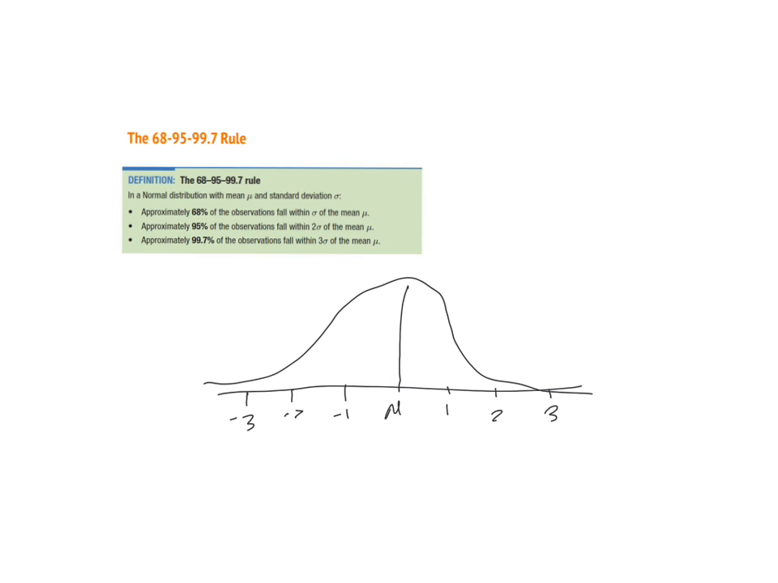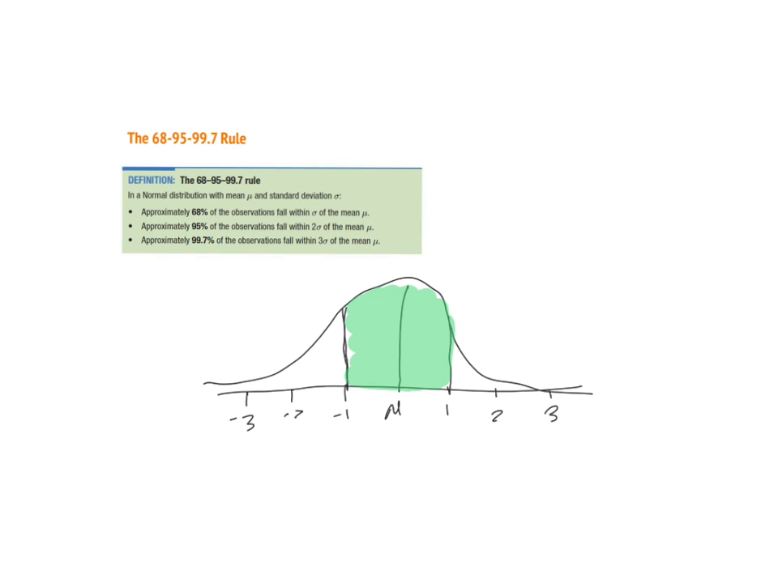So what we're looking at is within one standard deviation right here, just one. And if this is a perfectly symmetric graph, what I'm going to know is that 68% of the data is going to fall within the first standard deviation. That's that 68, 95, 99.7 rule.